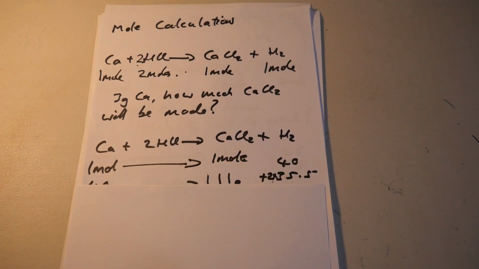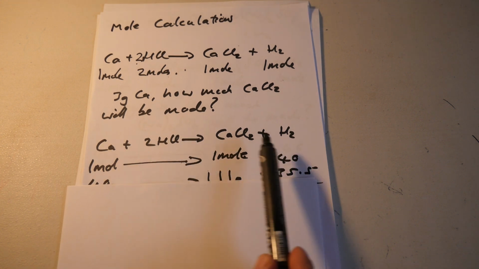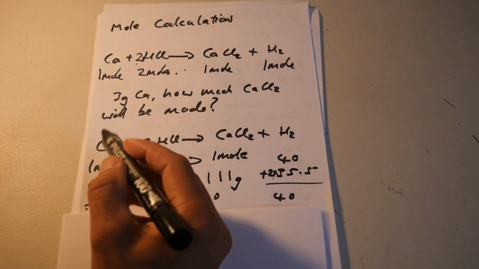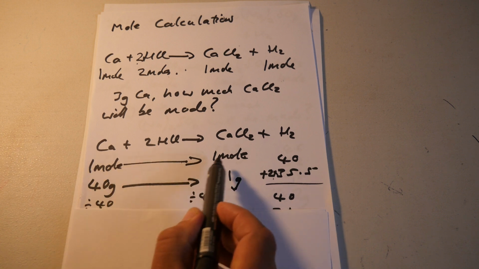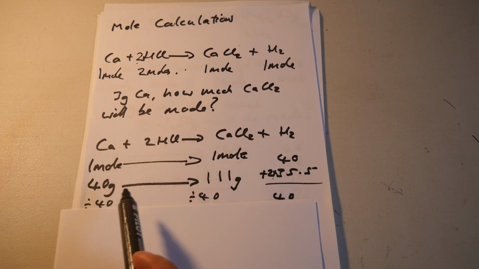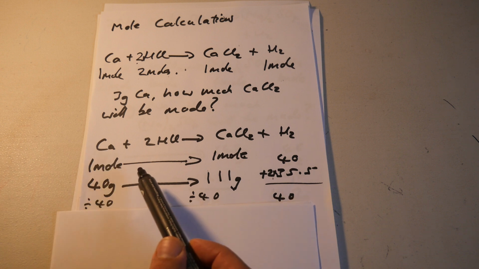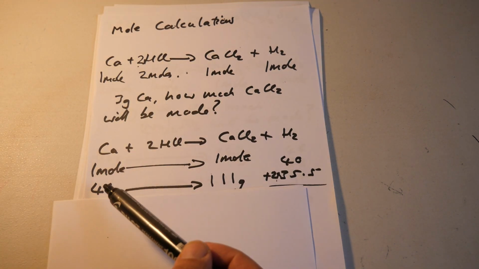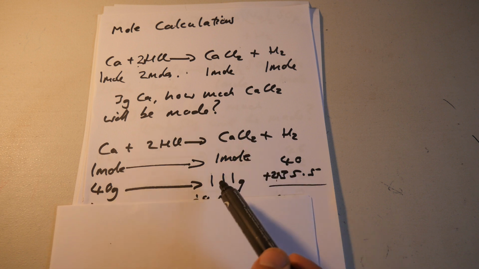So firstly, I've written the equation out again so I can do this calculation a bit more neatly. So you write the equation out. You can write 1 mole of calcium creates 1 mole of calcium chloride. You then write down the mass of 1 mole, which is 40 grams of calcium, which you can get from your periodic table. Okay? Here. So the mass of 1 mole of calcium is 40 grams. That gives the mass of 1 mole of calcium chloride, which is 111 grams.